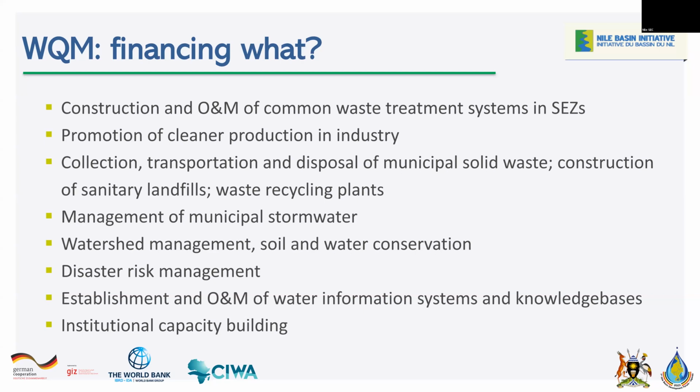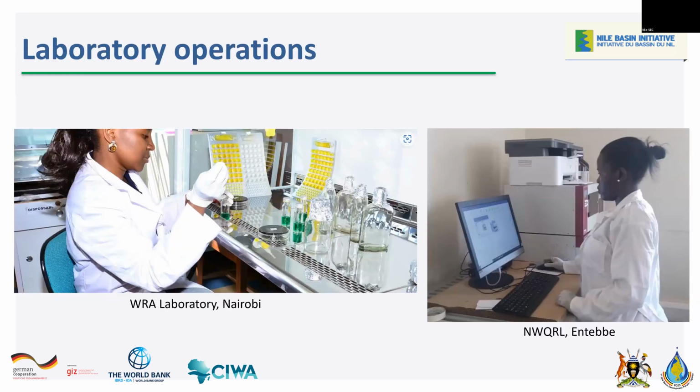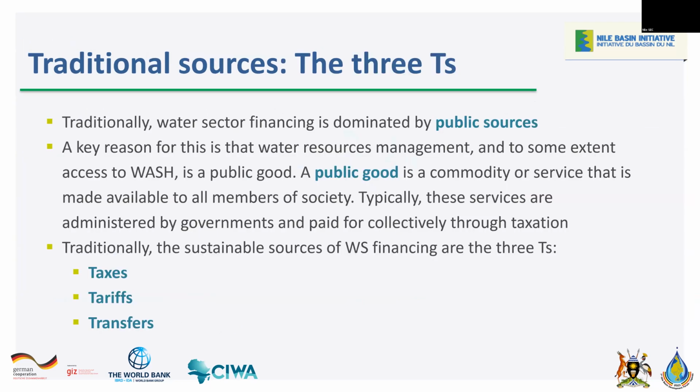watershed management, soil and water conservation, like we have been seeing in the Abe-Gilgal Basin, disaster risk management. A lot of disasters destroy water facilities and water treatment works and flood wastewater treatment facilities, and institutional capacity, amongst others. This is not exhaustive, but these are the areas for which we need to find financing. So setting up and operating laboratories is one of the areas for which we need financing.